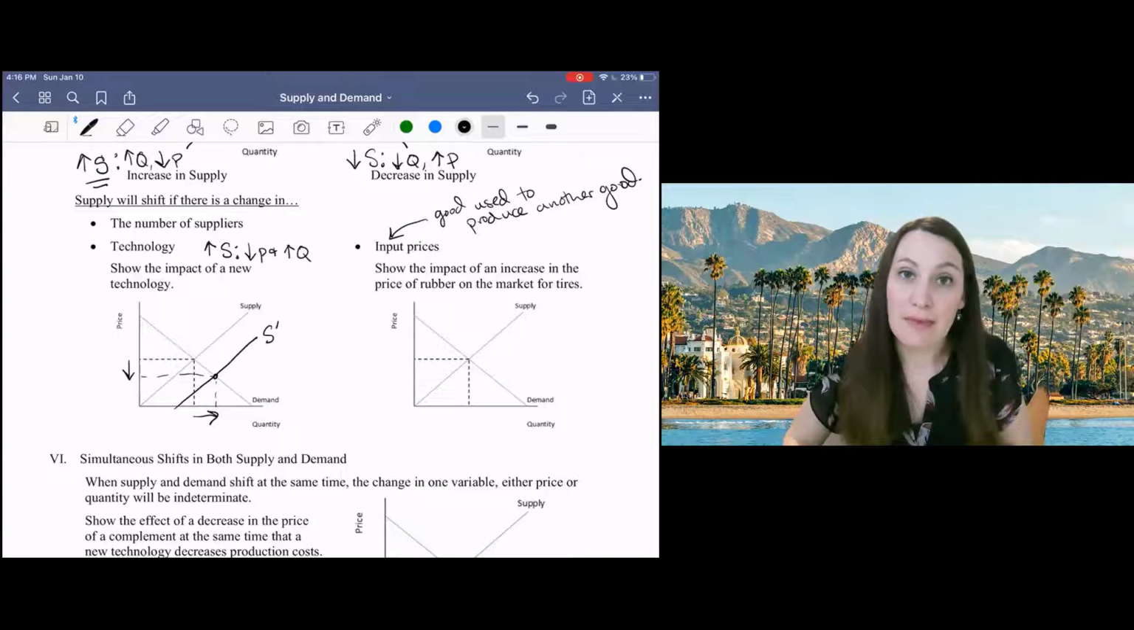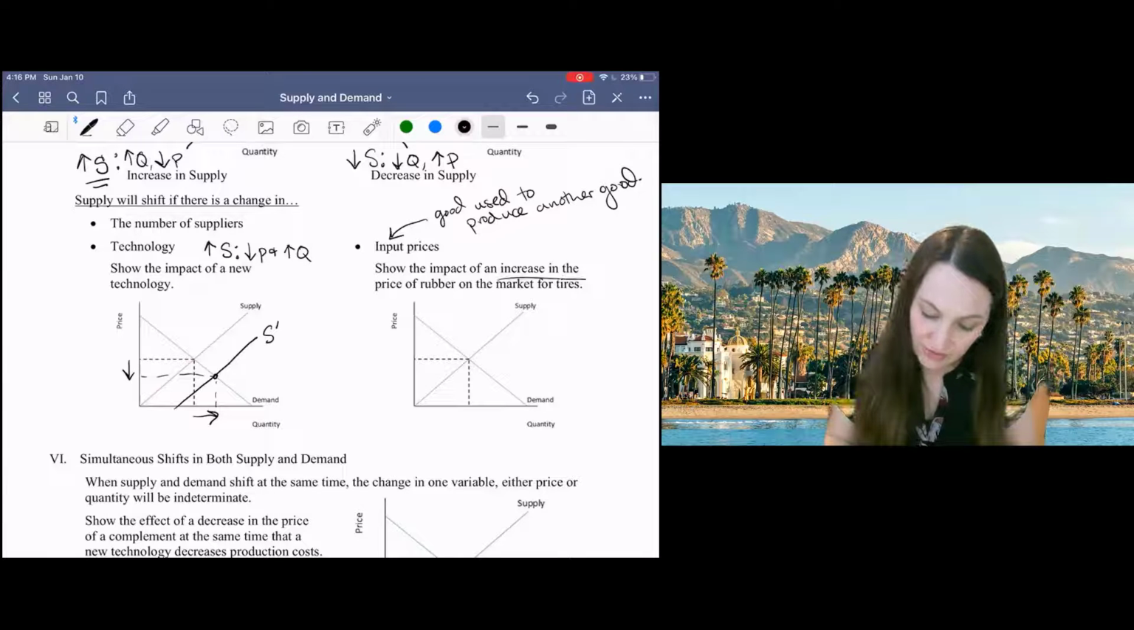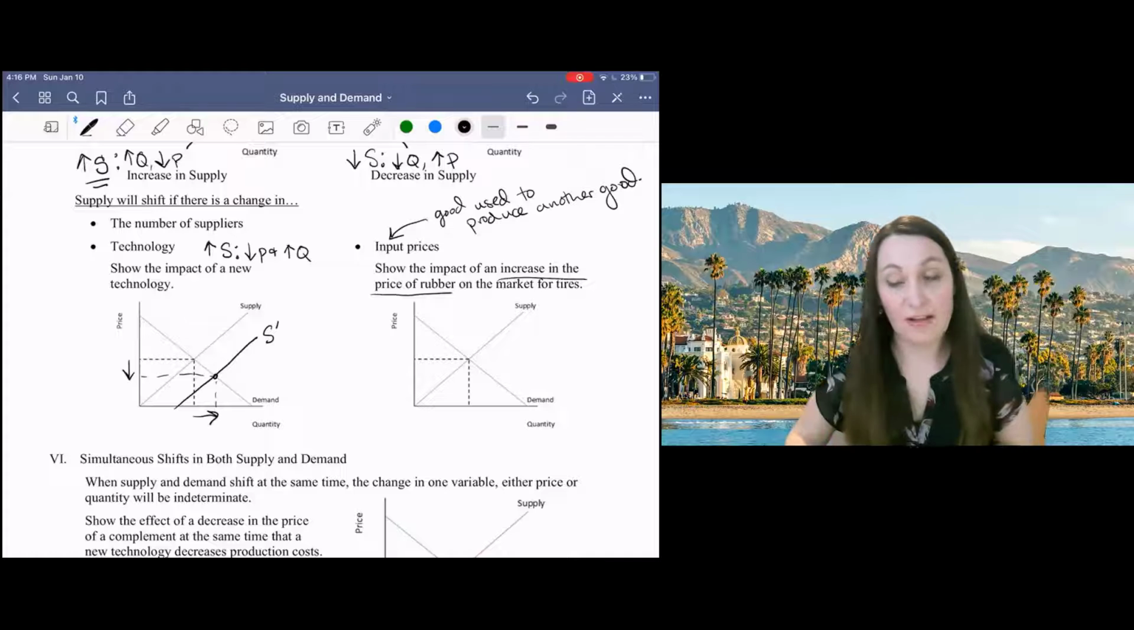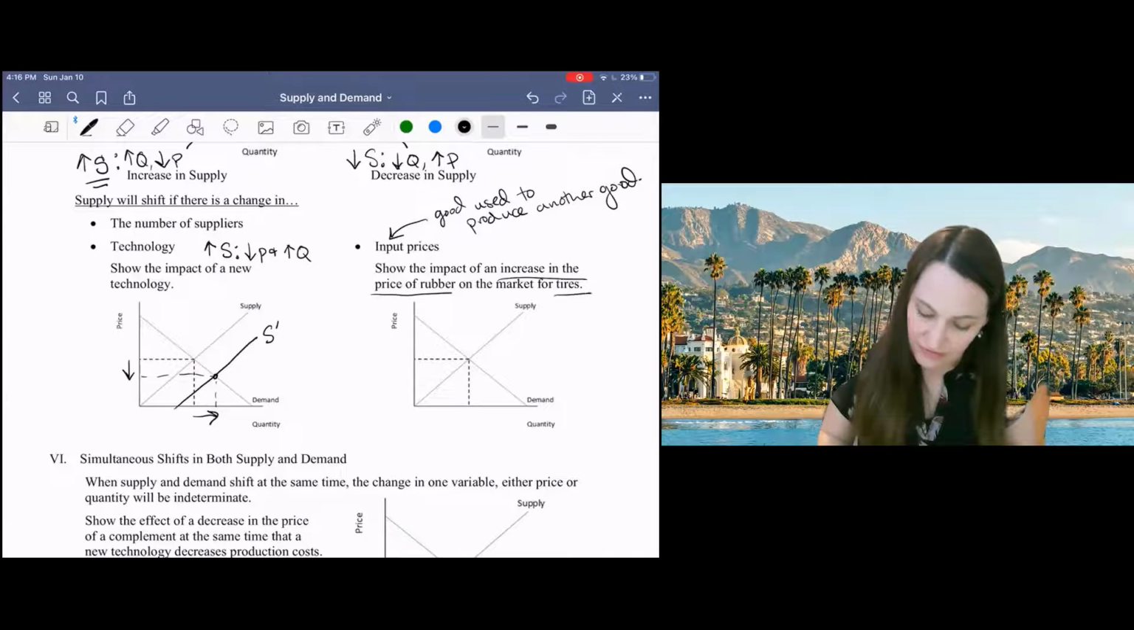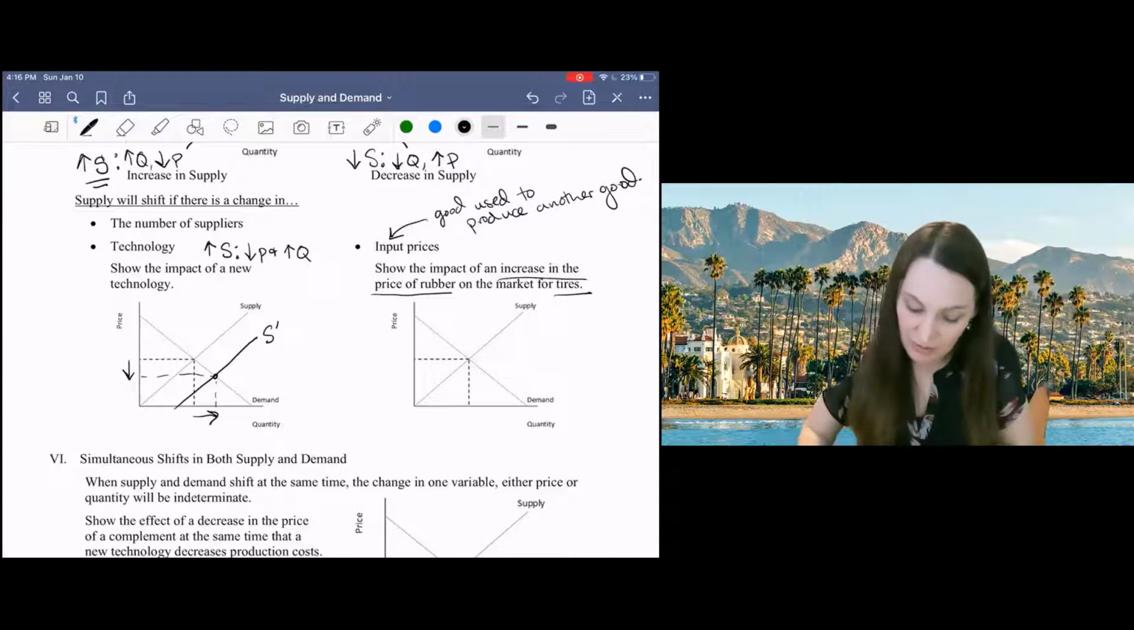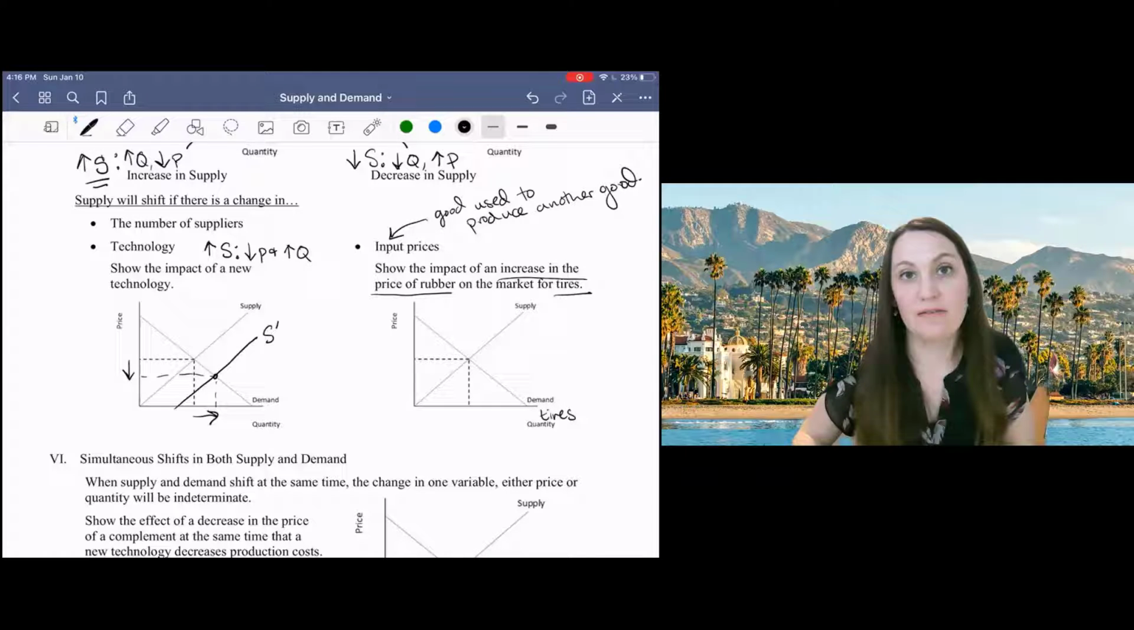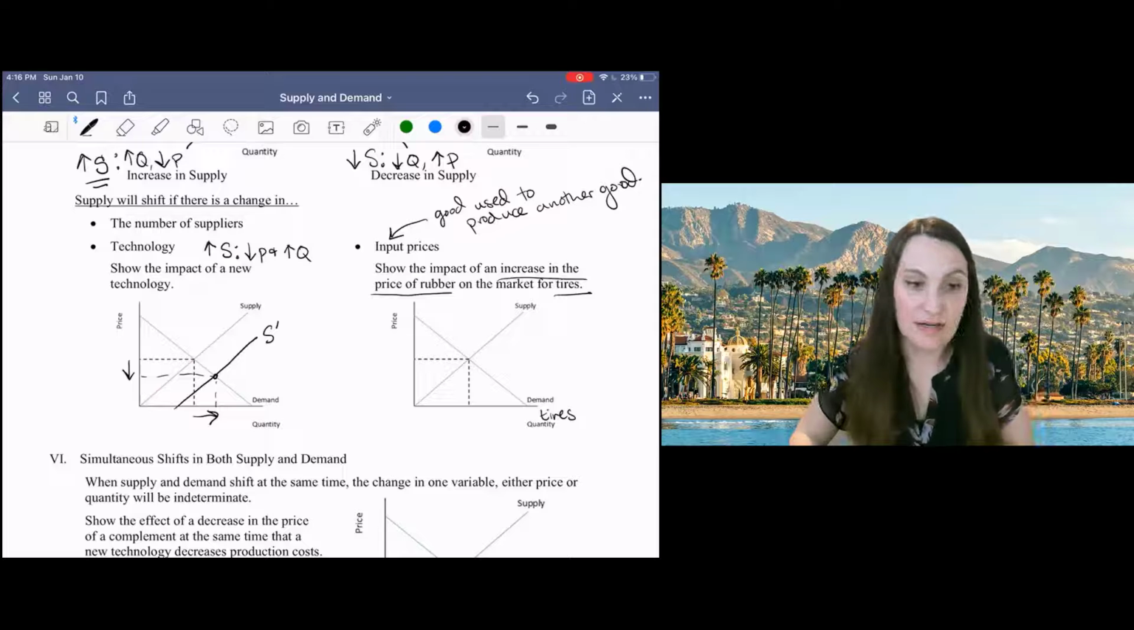Here we want to show the impact of an increase in the price of an input, specifically rubber, on the market for tires, a good produced using rubber. So here we're modeling the impact on the market for tires of an increase in the price of an input.